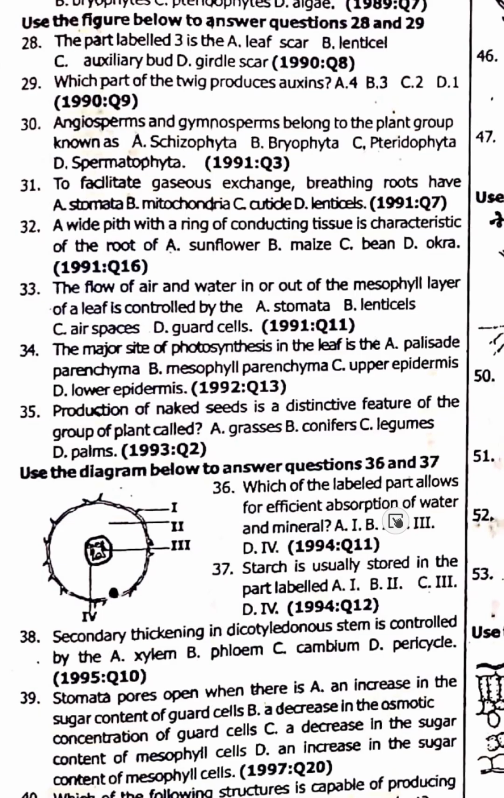They say use this diagram. Which of the labelled parts allows for efficient absorption of water and minerals? 36 is option D. IV. Starch is usually stored in the part labelled. 37 is option B. II. Starch is stored in II. 38. Secondary thickening, cambium. 38 is option C. I don't even need to read and finish. 39 is stomata, but on your exam day, even if you know, read and finish.